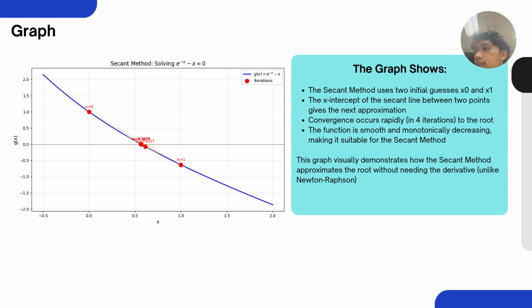You can see that the method converges quickly, and only a few iterations are needed. No derivative is required, unlike Newton-Raphson. So this demonstrates that the secant method is efficient for solving nonlinear equations.